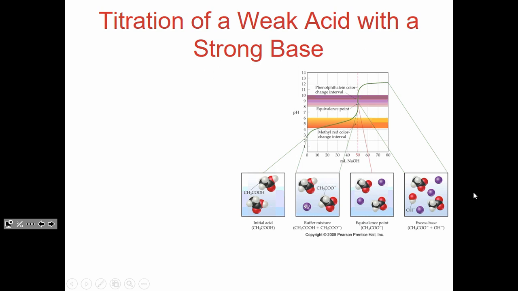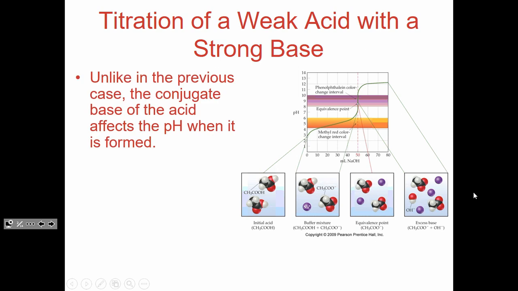We have four regions. We need to understand what species are inside the flask, as well as how to calculate pHs along the way. But doing so is very different with a weak, strong, because as a weak, we have equilibrium. So unlike the previous case, this time we're going to have a conjugate base that affects the pH. Remember before when we had a strong, strong, the conjugate that was formed was inactive. So at the equivalence point, pH was 7.